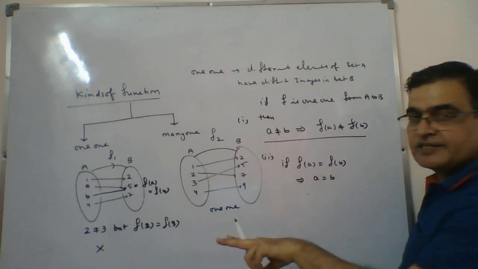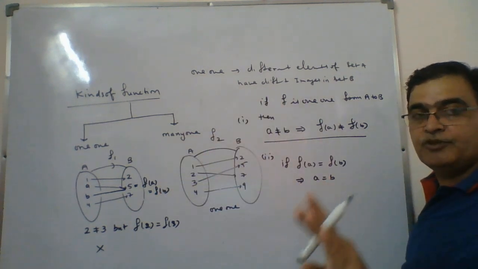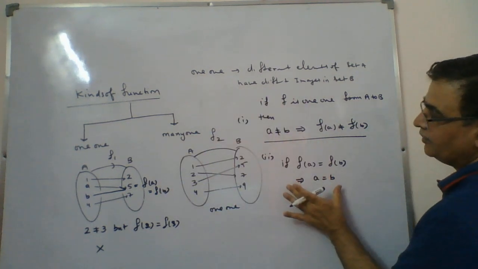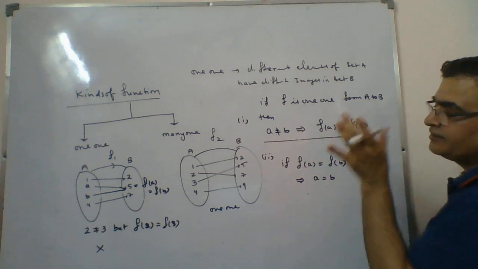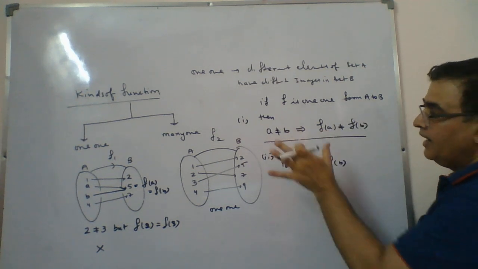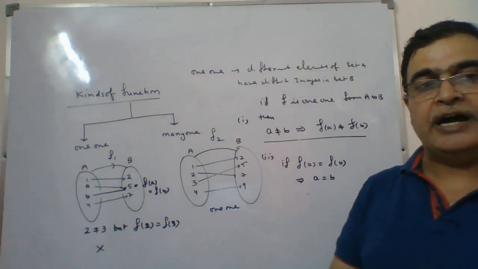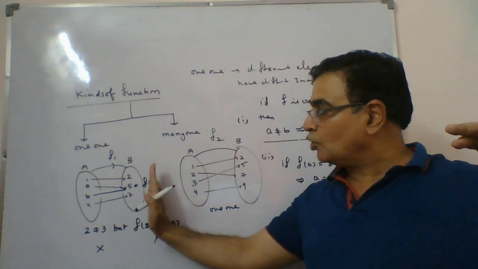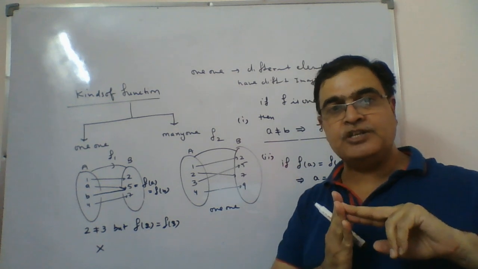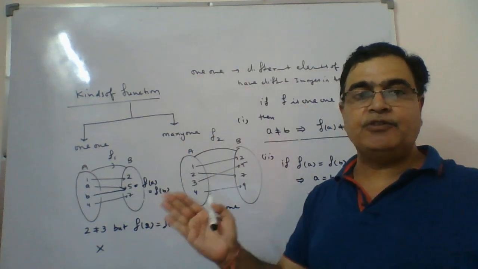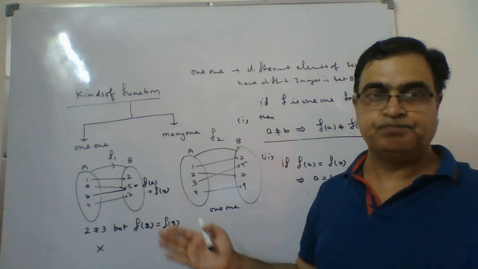Means if the images are the same, the elements have to be the same, then we will say the function is one-one. So this is the first condition, and this is the second condition. Either you prove that different elements have different images, or you prove that if two elements have the same image, the elements have to be the same, then we will say the function is said to be one-one. Next video will continue.